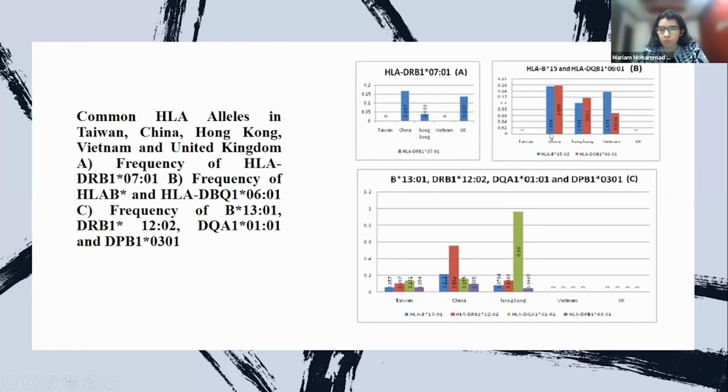If we talk about the second allele, HLA-B*1501 and HLA-DQB1*0601, this blue graph represents the HLA-B allele, which was found to be frequent in China, Hong Kong, and Vietnam, whereas this red bar graph depicts the other allele, DQB1, which was also prevalent in China, Hong Kong, and Vietnam. Further alleles, which include HLA-B*1301, DRB1*1202, DQA1*01, and DPB1*0301, were less frequently found in Taiwan, but the population in China showed the highest ratio, and Hong Kong was the highest in terms of the allele DQA1*01.